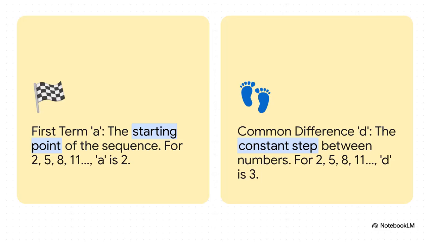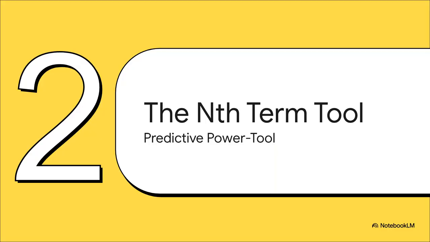And you know what's cool? Any AP, no matter how crazy it looks, really just boils down to two key ingredients. First, you've got A, which is just your starting number, and then you have D, which is the common difference, or the size of each step. So for our puzzle, A is 2 and D is 3. That's it. Simple, right? Okay, we've got the basics down.